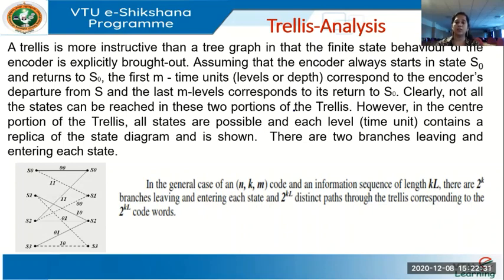Clearly, not all the states can be reached in these two portions of the trellis. When it is diverging from S0, it will take M time units to reach all the states. And when it is converging back to S0, again all states cannot be reached there. But in the center portion of the trellis, all states are possible at each level. Every time unit contains a replica of the state diagram as shown.